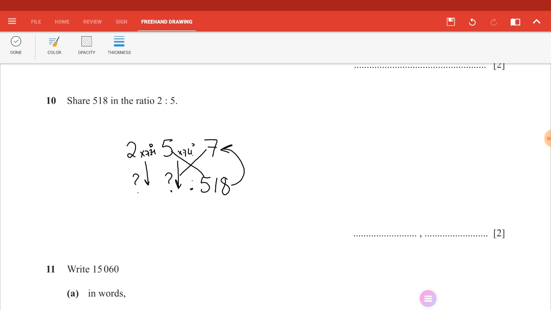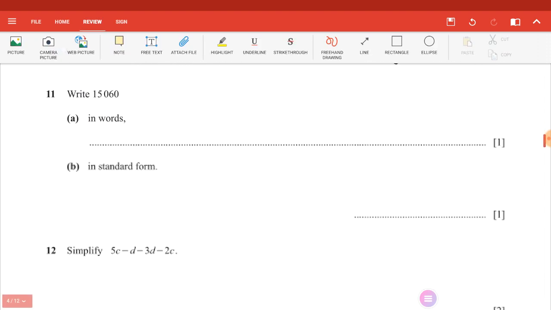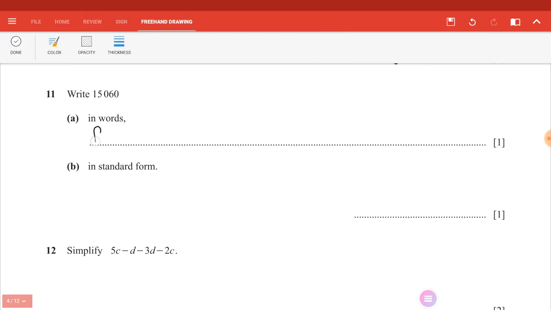518 divided by 7, 74 is right. Then multiply by 5, 370, and 74 by 2, 148. 15 thousandths, it means 15 thousandths.